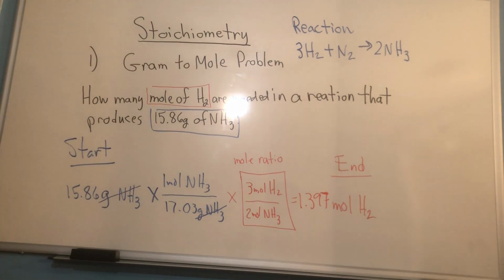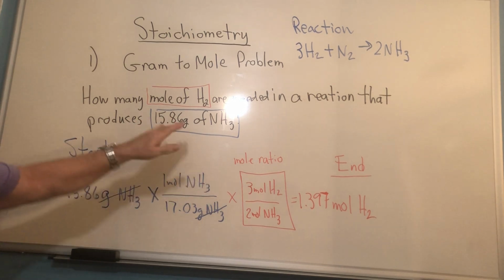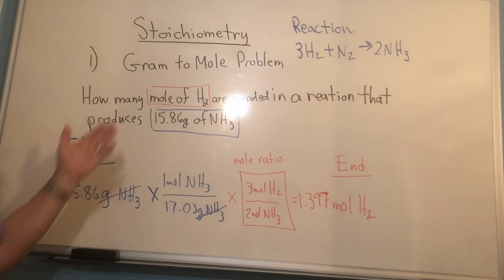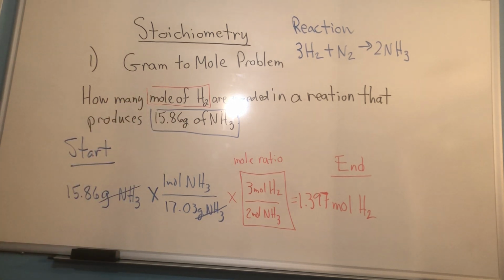1.397 moles of hydrogen is needed in this reaction when we have produced 15.86 grams of ammonia. We needed 1.397 moles of hydrogen.